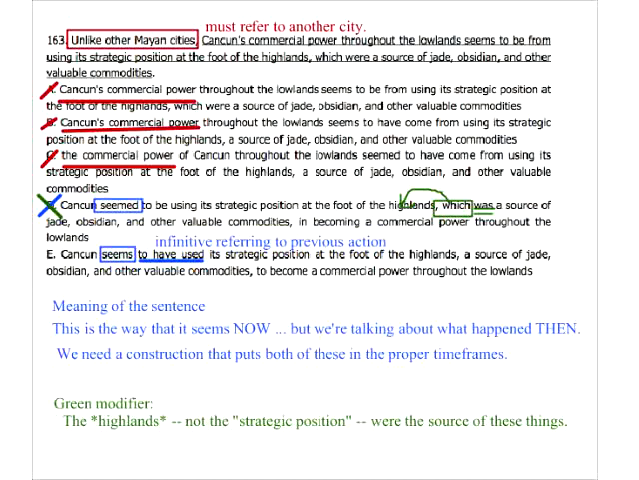Notice that choice E gets around this issue altogether by using an appositive. They just say highlands, comma, a source of. So that works. This doesn't work. This modifier is incorrect.